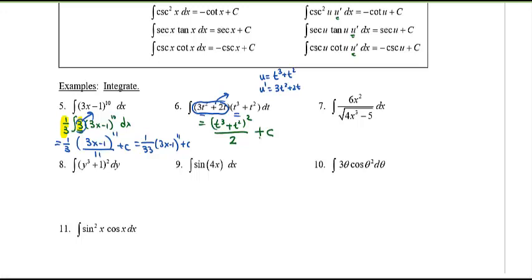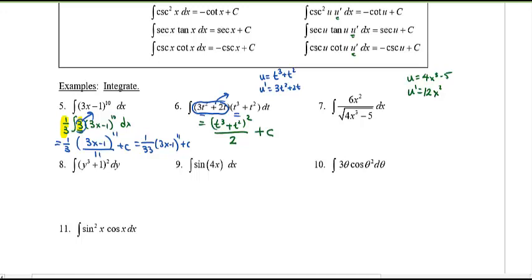Okay. Number 7. What's my ugly thing? And then what's my u prime? Well, usually we're looking for brackets. In this case, we don't have a bracket, but we do have a denominator. So I'm thinking, could the ugly thing be 4x cubed minus 5? And if that's the case, what would u prime be then? Yeah, 12x squared.